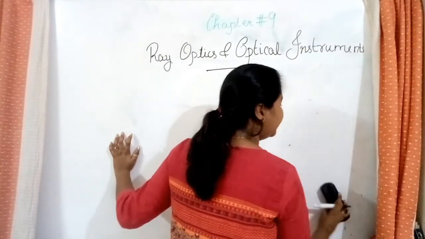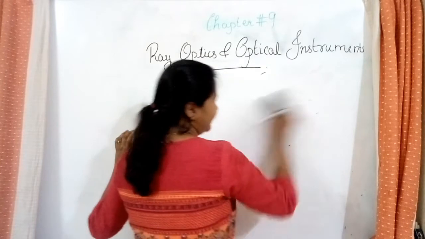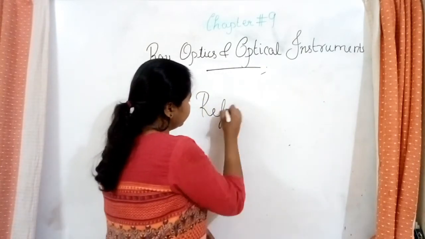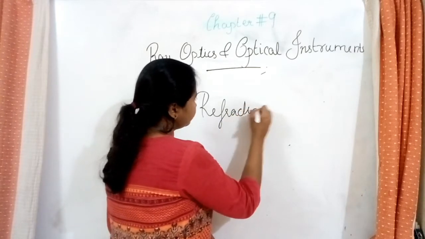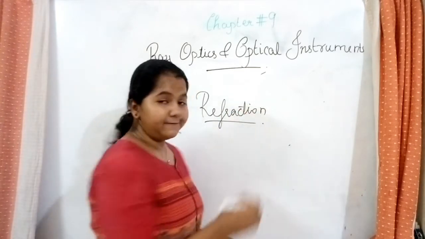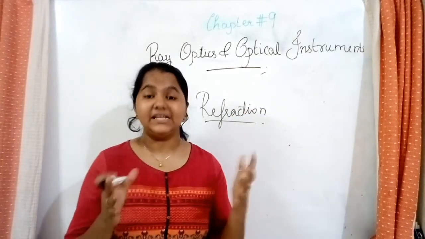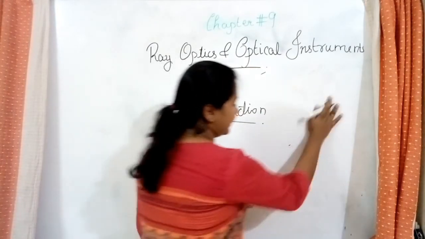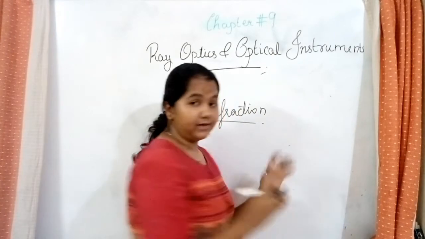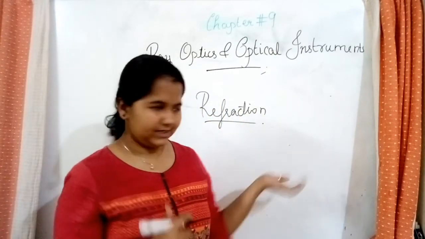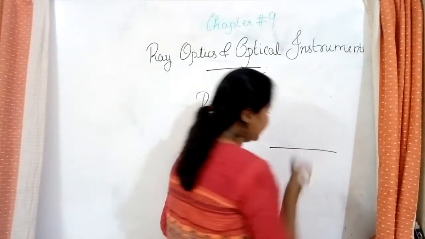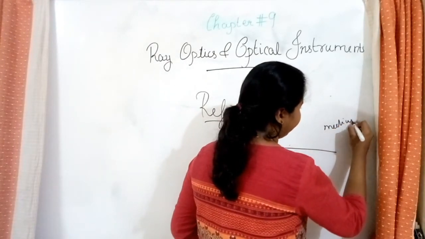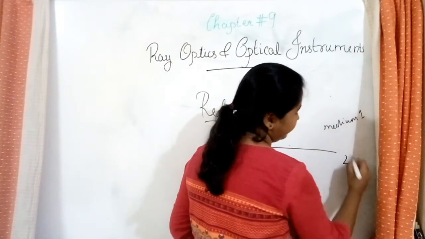So we have learned about refraction also in our previous or our lower classes. So what was refraction? Refraction is the bending of light ray when a change in medium happens. So let's draw a diagram to get a better understanding. So let's see, this is medium 1 and this is medium 2.